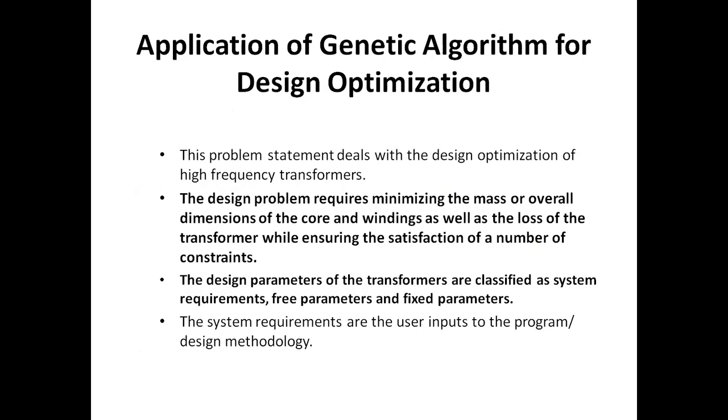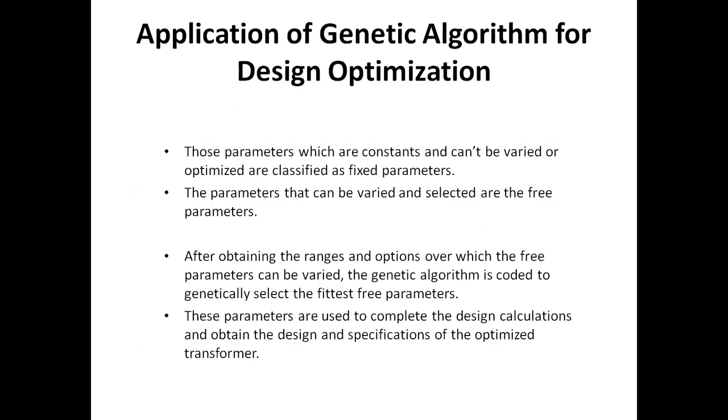The design problem requires minimizing the mass or overall dimensions of the core and windings, as well as the loss of the transformer, while simultaneously ensuring the satisfaction of a large number of constraints. The design parameters of the transformers are classified as system requirements, pre-parameters, and parameters. After obtaining the ranges and options over which the pre-parameters can be varied, the genetic algorithm is coded to genetically select the fittest pre-parameters.